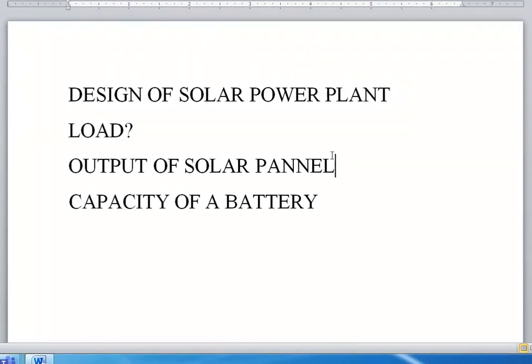The first one is the load. The second one is the output of a solar panel. And the next one is the capacity of the battery. These are very important things which you are supposed to know or do an exercise on before we go to the designing of a solar power plant. So what is the meaning of load is a very important question.